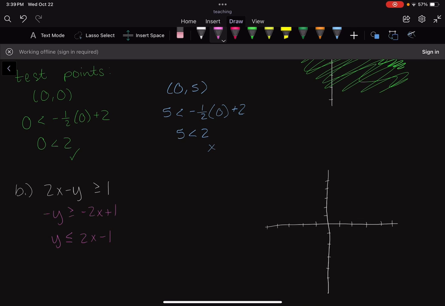Now I'm going to graph. So my y-intercept is at negative 1. My slope is 2, so I'm going to go up 2 over 1. Now because it has an equal to bar on there, that means it's going to be a solid line. I'm saying that points on this line will actually satisfy this inequality.